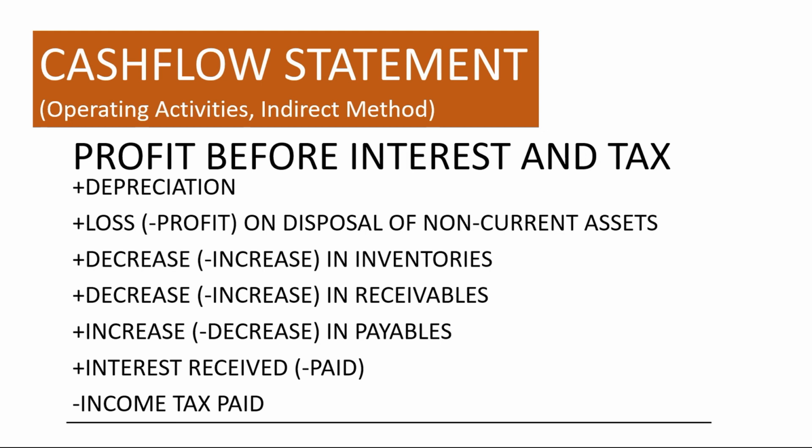We also have to add back decrease in inventories and receivables because we think decrease in inventories means we've sold more goods and decrease in receivables means customers had paid cash to the company to settle some of the receivables. Same logic goes for the opposite. Finally, after deducting interest and income tax paid, net cash flows from operating activities is calculated.